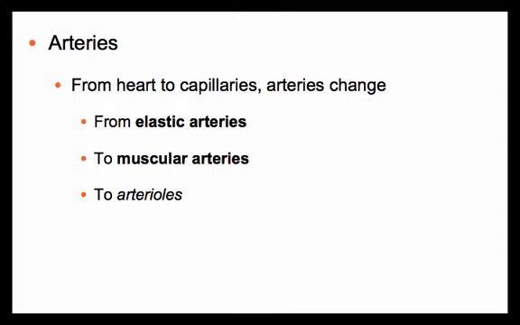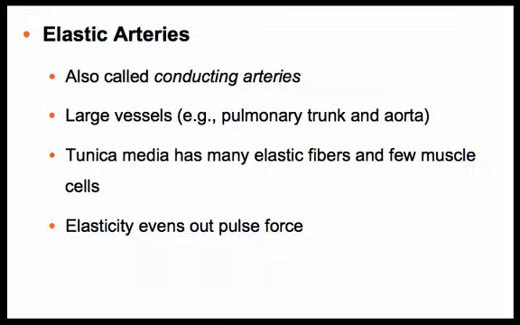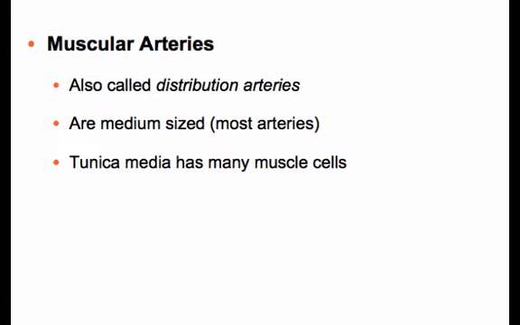The large arteries at the base of the heart are called the elastic arteries. The elastic arteries lead to medium-sized arteries called muscular arteries that lead to smaller arteries called arterioles. The elastic arteries are also called conducting arteries. They include the pulmonary trunk and the aorta. The tunica media of these elastic arteries has many elastic fibers and few muscle cells. The muscular arteries are also called distribution arteries. They are medium-sized arteries whose tunica media has many muscle cells.